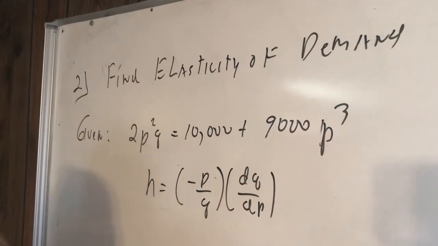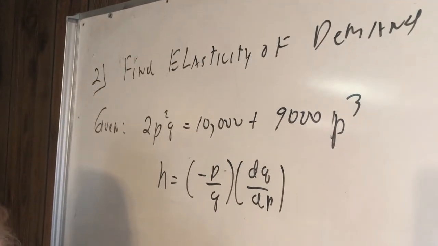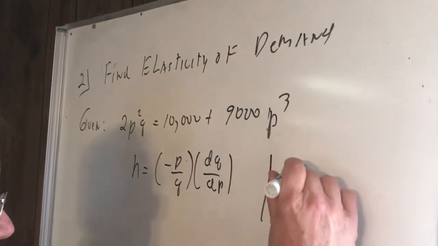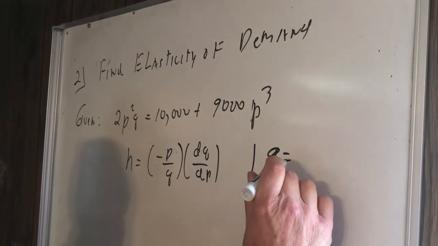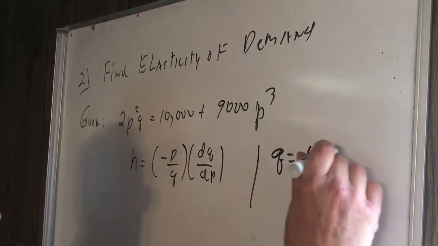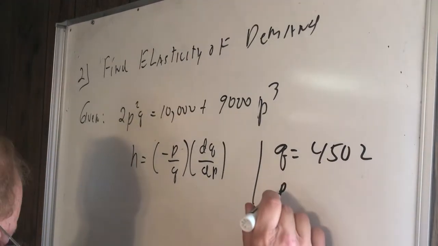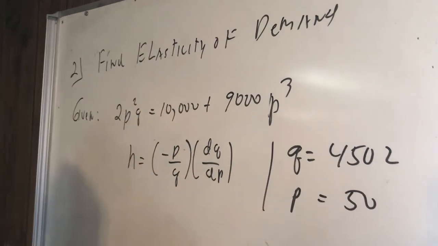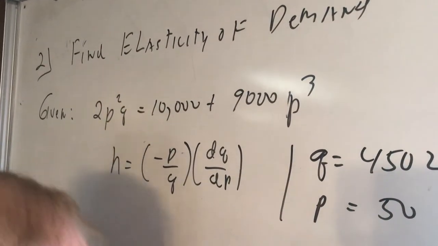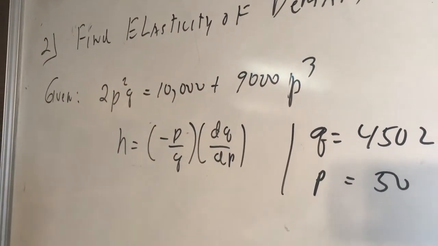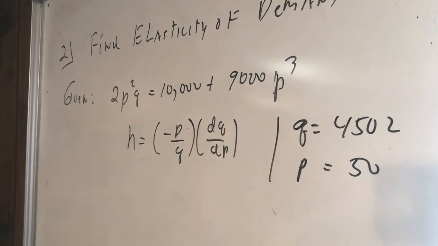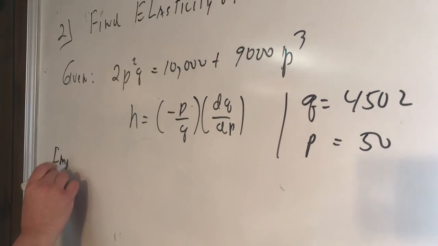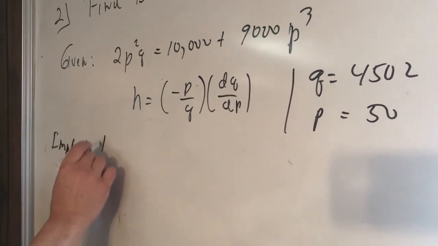And I have to figure out what this problem gives us. Yes, it does. It actually gives us both. It gives us Q, a pretty big number, 4502, and P, 50. Okay, so I'm going to find dQ/dP directly this time, and I'm going to use implicit differentiation.